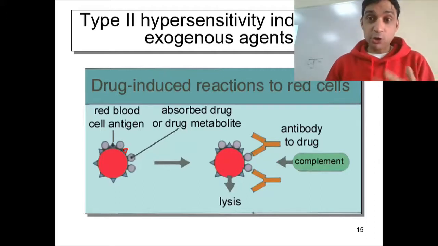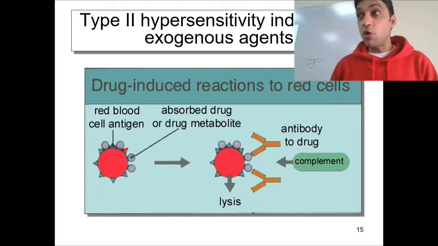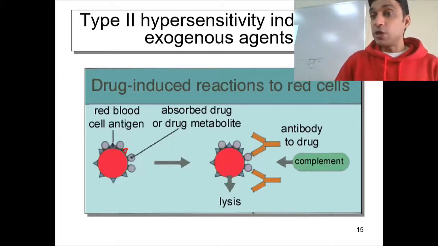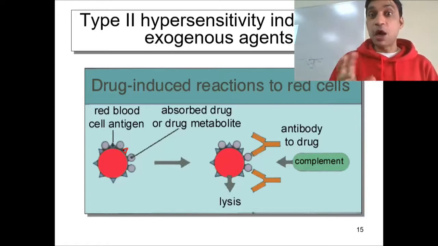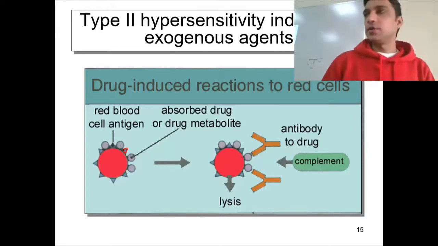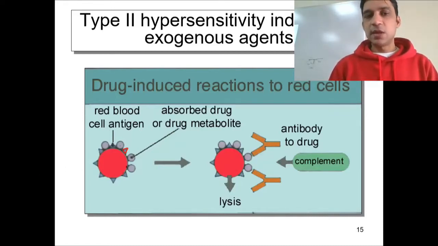Okay, what am I trying to tell you? I am trying to tell you how people have targeted a specific cell with the help of the type II hypersensitivity method. Okay, from outside. So this is the natural antigen present on the cells. This is the natural antigen present on the cell.